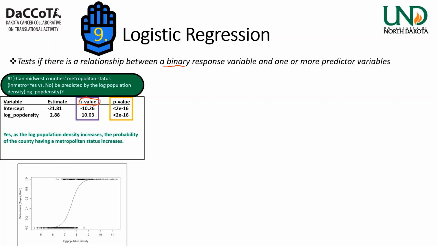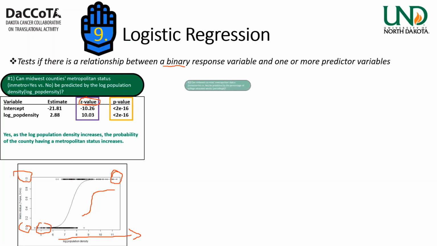And what we plot here is a little bit different, because since it's binary, we have to essentially plot a probability, and it often follows this sort of S-shaped curve because it's bounded by 1 and 0. So this is probability. As log population density increases, the probability of being metropolitan status increases, which should make sense. If a really dense county, it's almost certainly going to be metropolitan, and vice versa. Very sparse ones are going to be certainly non.